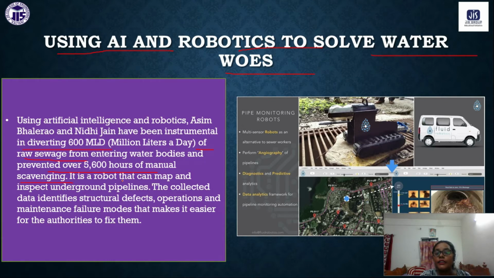So it is a robot that can map and inspect underground pipelines. The collected data identify structural defects, operations and maintenance failure modes, which makes it easier to fix the problem. So this is the AI robotics which we can also use to prevent water pollution. It can detect where in the pipeline we actually have the problem. This is called AI robotics.